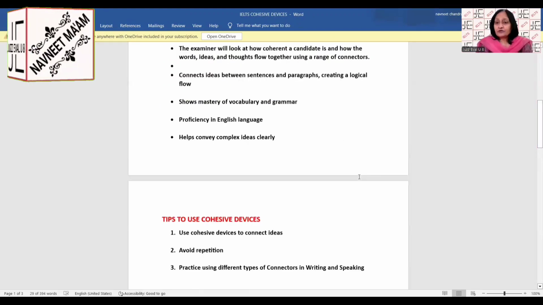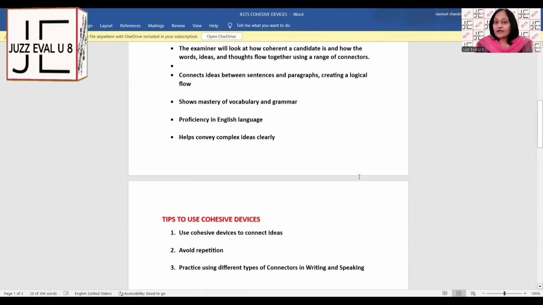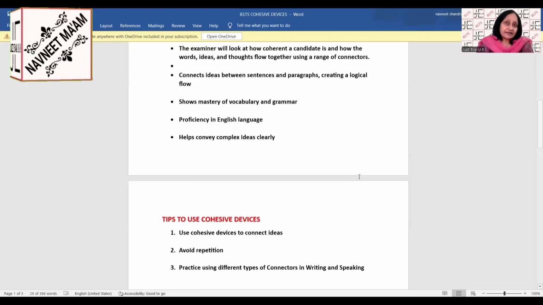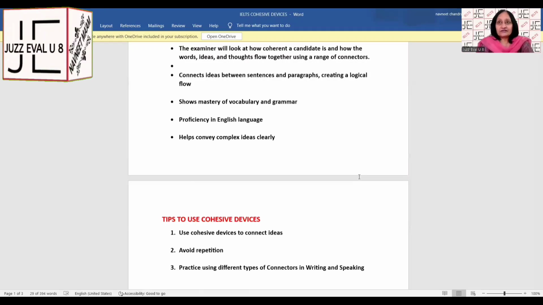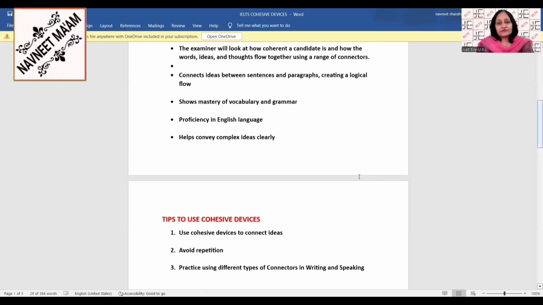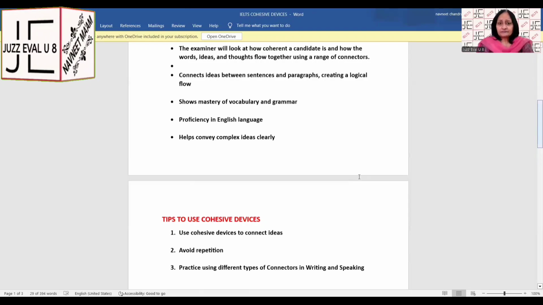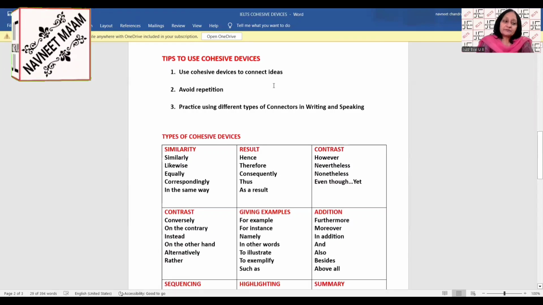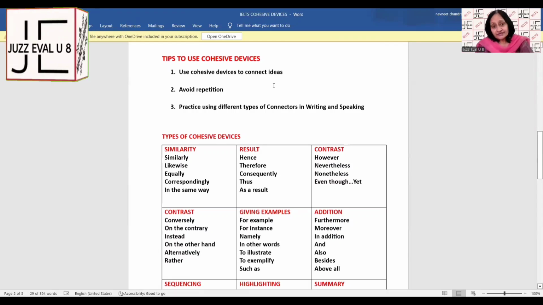Now, this also shows your mastery over vocabulary plus grammar, and also shows that yes, you are proficient in English language, you're good at it. Now, what are the tips to use cohesive devices? Well, these are used to connect ideas. Instead of making small sentences, you can write a bigger sentence.